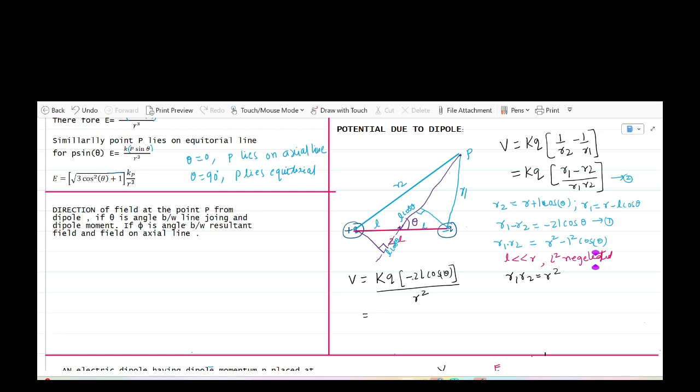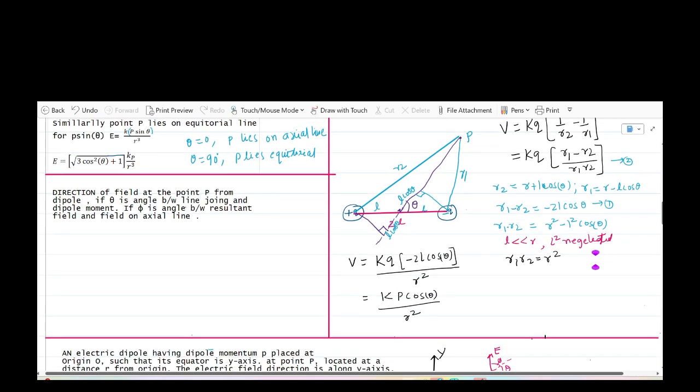Here the minus sign is for the potential due to a conservative field. So now V is equal to K into P cos theta by R square. So now here you will go for case 1.